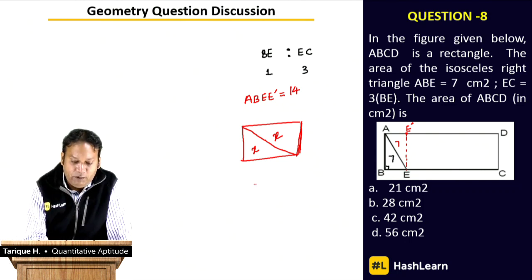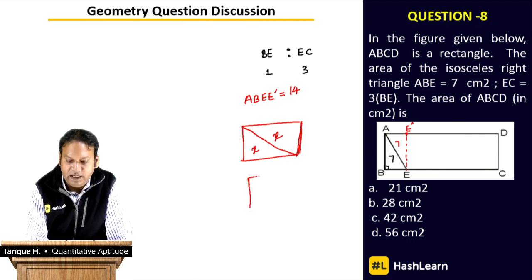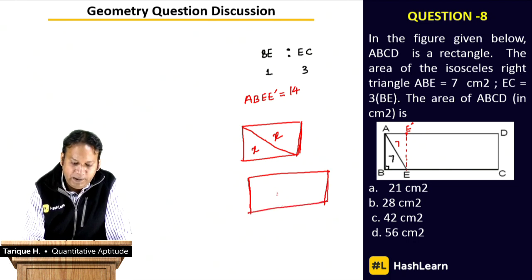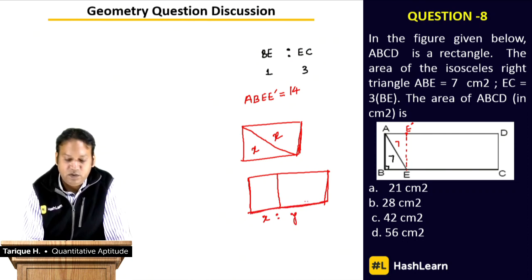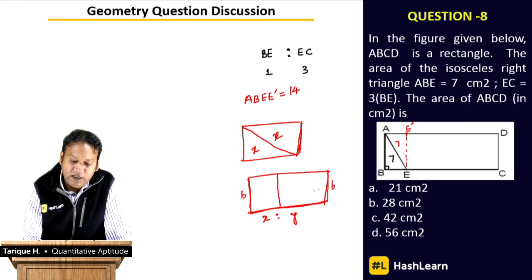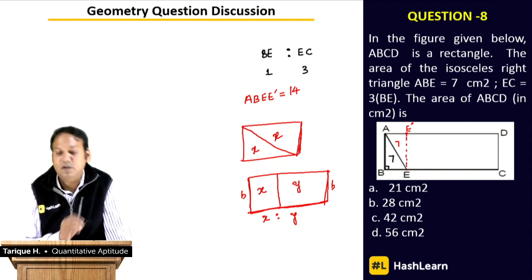Second thing to understand about rectangles that will make this question very easy for you is that when we have a rectangle and we draw a line that cuts the rectangle in the ratio x is to y, the base is in the ratio x is to y, the length is in the ratio x is to y. The breadth is same. So the breadth is same and the ratio of length is x is to y, then the ratio of area is also x is to y.